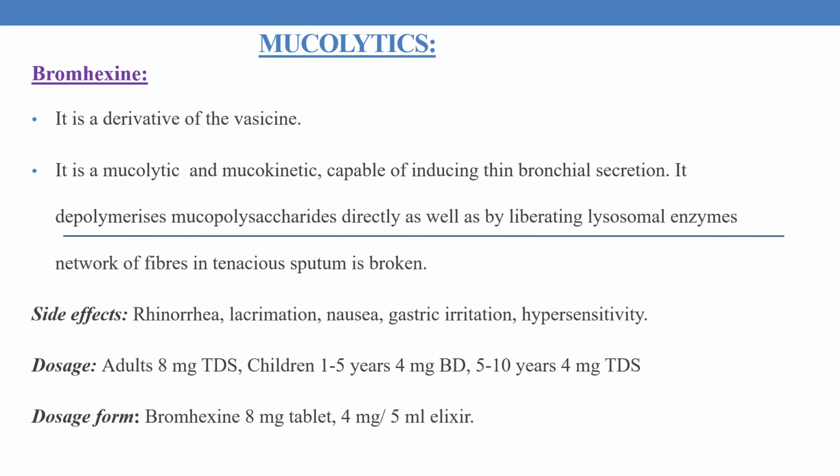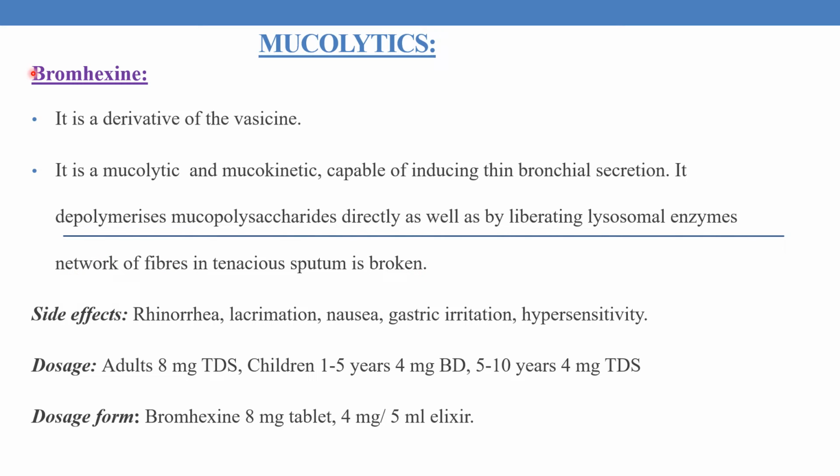Now let us discuss mucolytics. First drug is bromhexine. It is a derivative of vasicine. It is a mucolytic and mucokinetic capable of inducing thin bronchial secretion. It depolymerizes mucopolysaccharides directly as well as by liberating lysosomal enzymes. Because of that, the network of fibers in the tenacious sputum is broken.